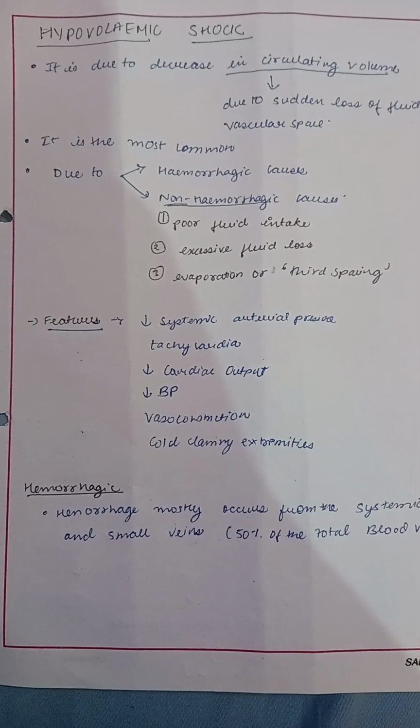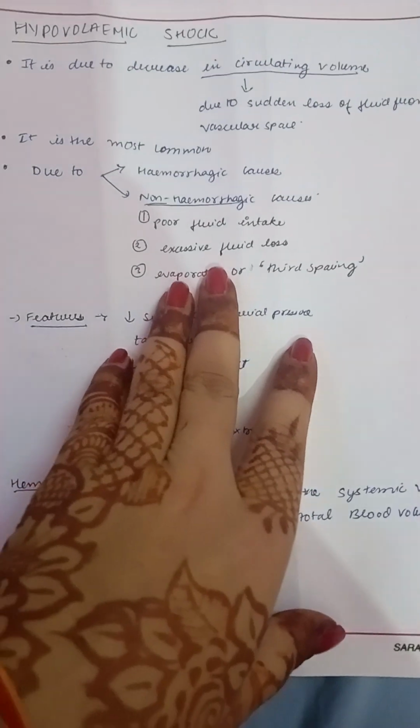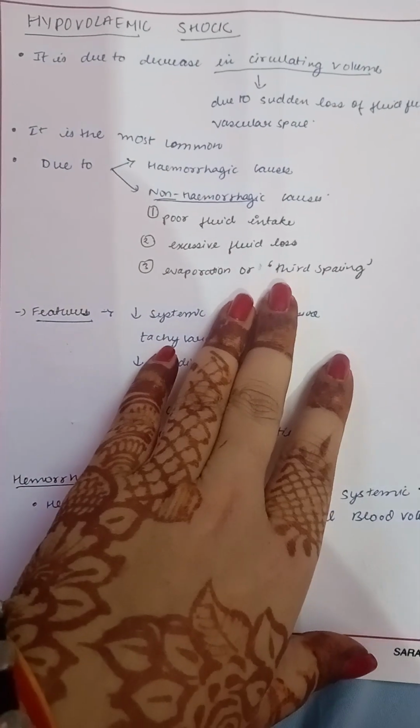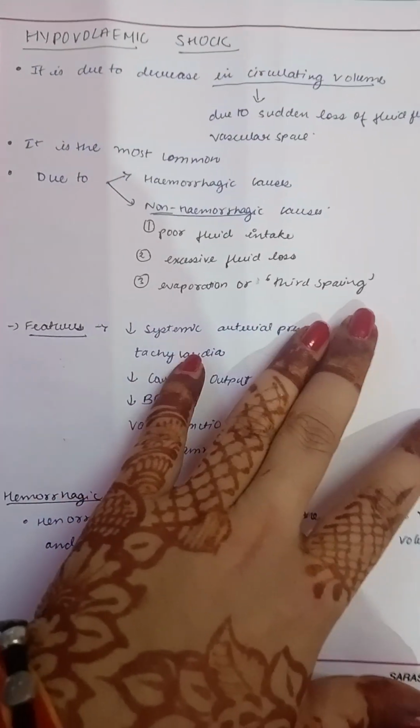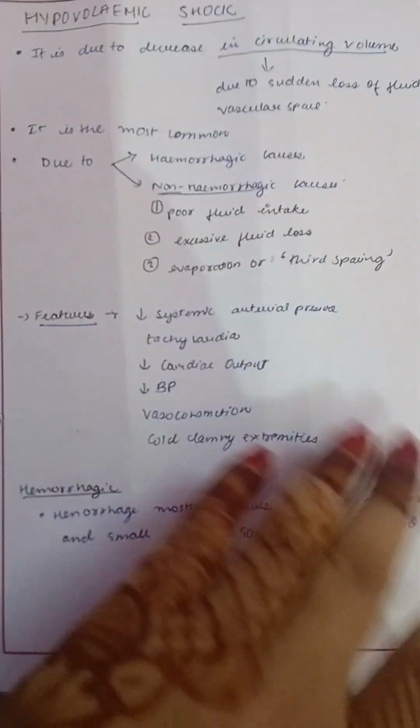Okay, what are non-hemorrhagic causes? This is poor fluid intake, excessive fluid loss, evaporation or third spacing, that is, moving out of the fluid. Okay, what are the features?